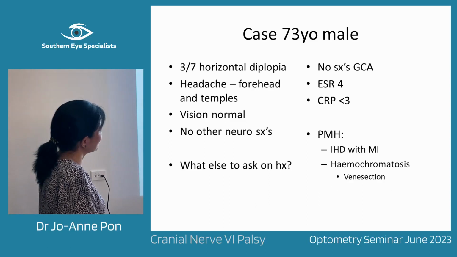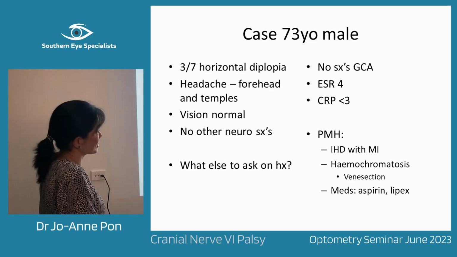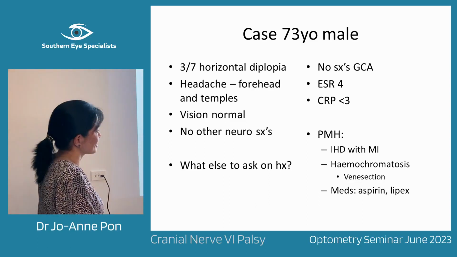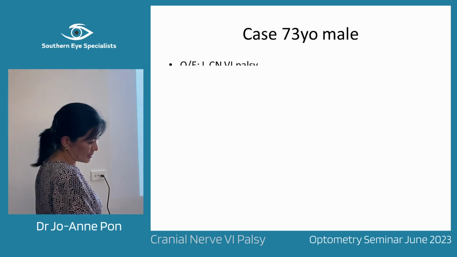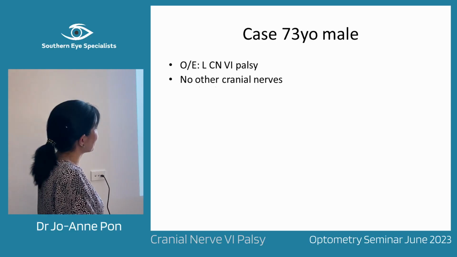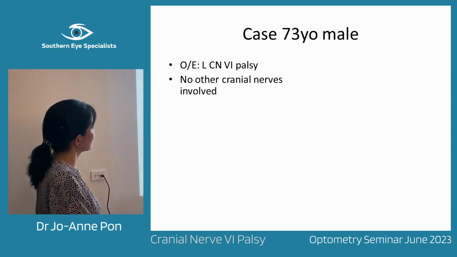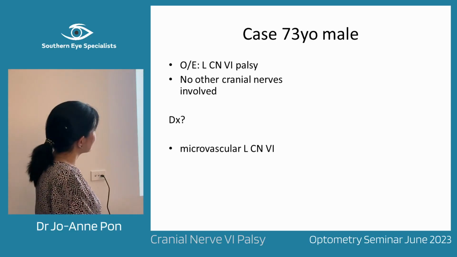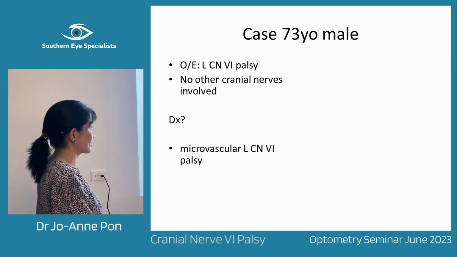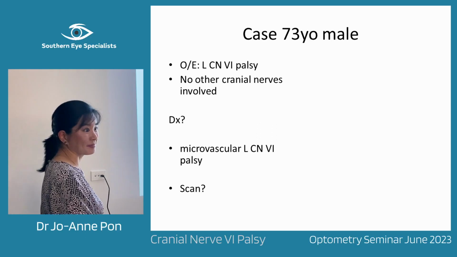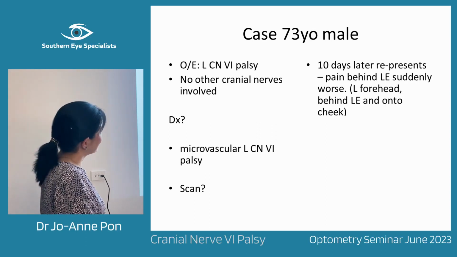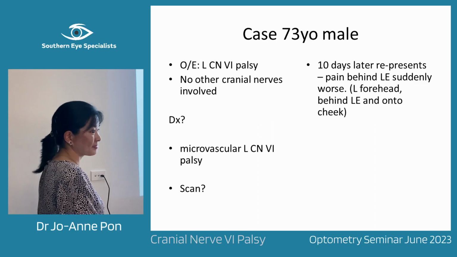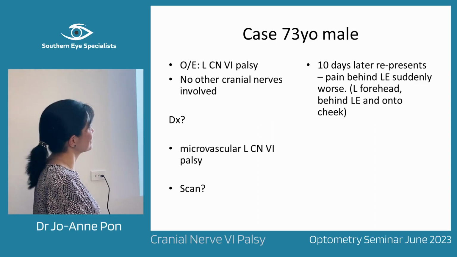So his blood tests were normal. He did have some significant cardiovascular risk factors, was on appropriate treatment, and we found the patient to have a sixth nerve palsy, no other cranial nerves involved, and diagnosed him to have a microvascular palsy. So should we scan him? We didn't, because we thought he had microvascular palsy.